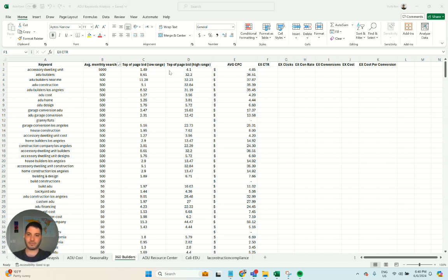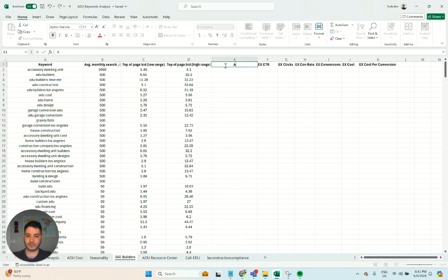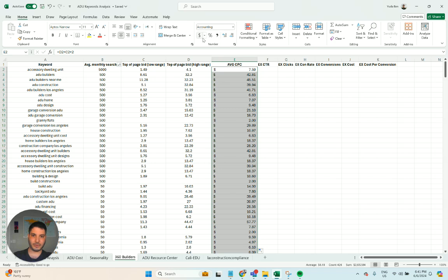So we have average cost per click. Basically, Google gives you the top page bid and the low page bid. We went ahead and created a little formula here with C plus D divided by 2. So that gives us the average cost per click. Again, there's low range and high range. Let's do this real quick. CPC: equal sign, top page bid plus low page bid, divided by 2. And then we have our result here. We can put the dollar sign, and then I double click just to make the row go all the way down.